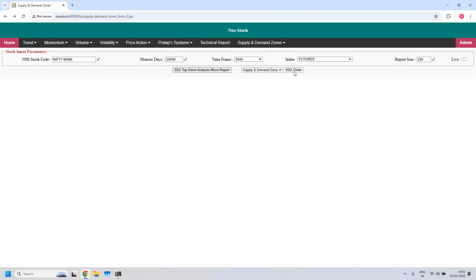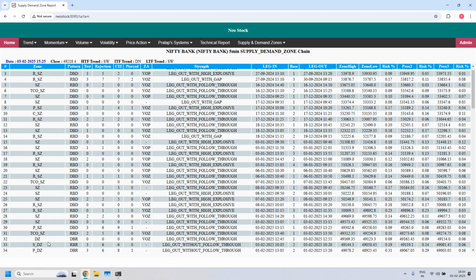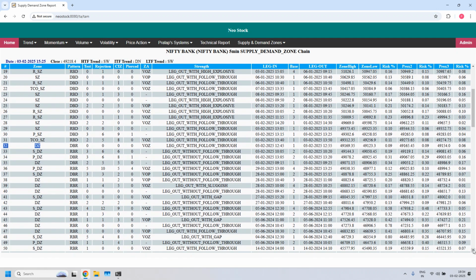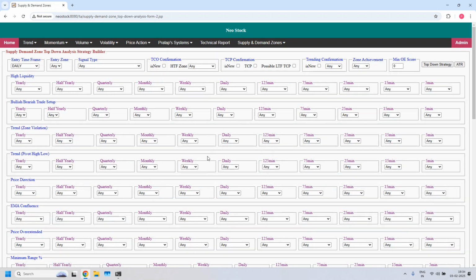5 minutes supply demand zone chain for BANKNIFTY. 32 is the nearest to the current closing price. Let me put it in the center. Okay, so this is about BANKNIFTY supply demand zone chain. Next we will generate bullish and bearish trade setups for monthly, weekly and daily income trades.